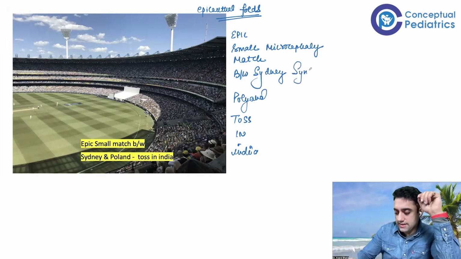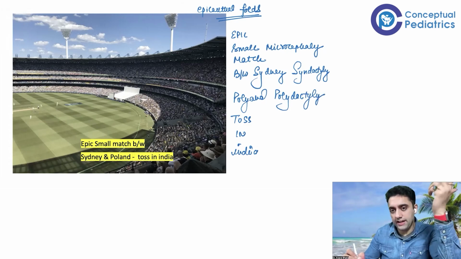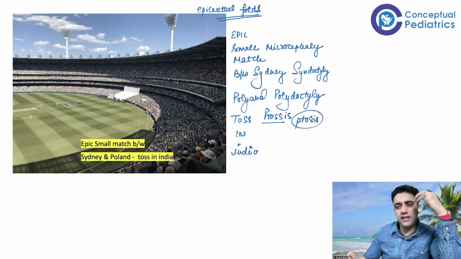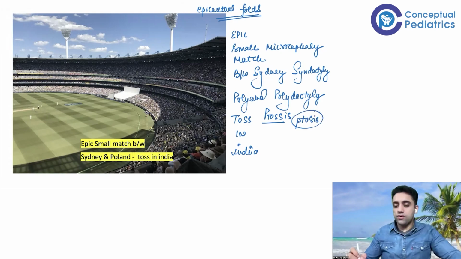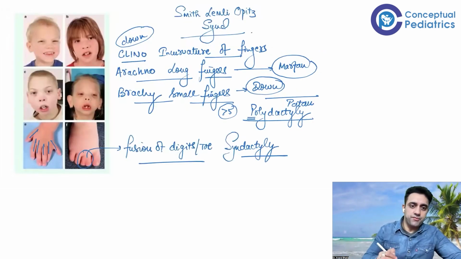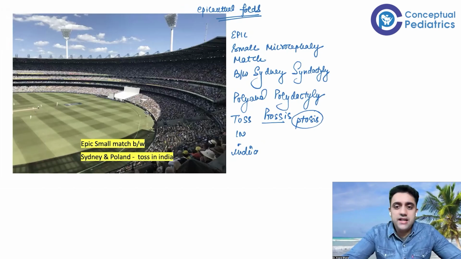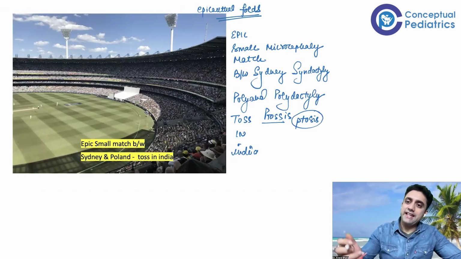Sydney for syndactyly, very importantly, and Poland for polydactyly. And toss happened in India, and the patient will have ptosis, like the spelling, it will be this. It is the drooping of the eyelid, upper eyelid basically. Ptosis, photographic memory, this one. If I appreciate over here, the patient is having kind of a ptosis. So there was an epic small match between Sydney and Poland, and toss happened in India.